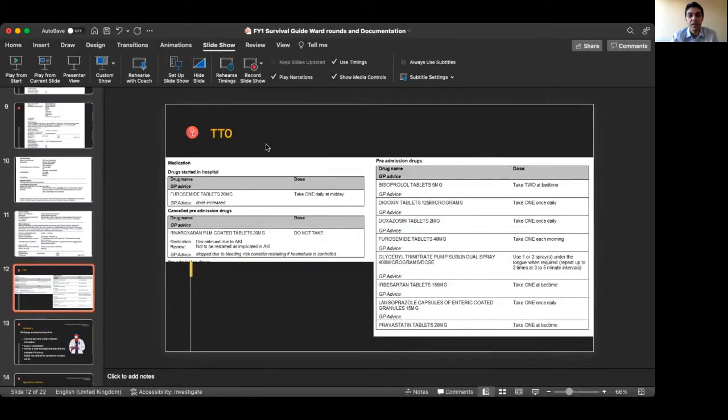But there's nothing much for you guys to know about changing them because this will be done automatically by your software where you write discharge summaries or by the pharmacist.